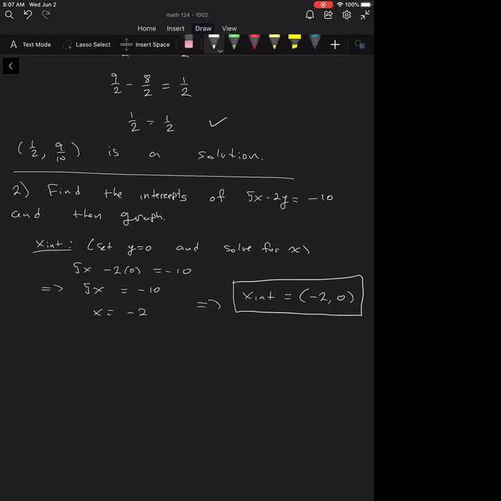Okay, now let's do the y-intercept. With the y-intercept, we're going to set x equal to 0 and solve for y.